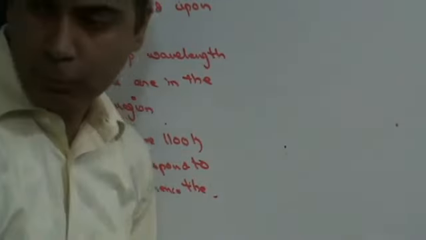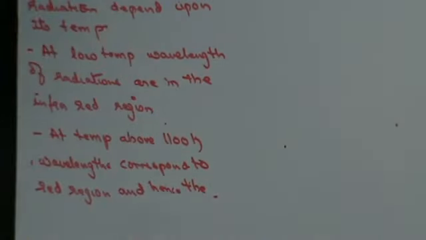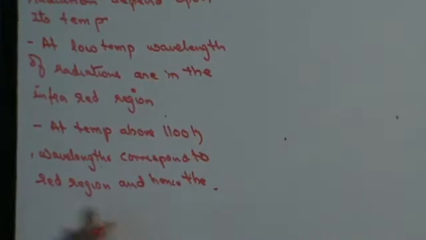Infrared is where the wavelength is extremely small. Your TV remote works on light. Can you see that light? No. It is when the spectrum is so small that it is not visible to the human eye. Wavelength corresponds to the red region, and hence the body appears red.